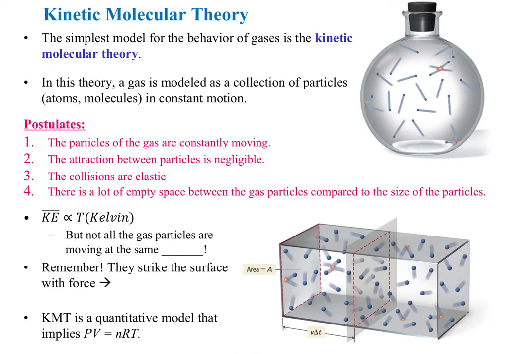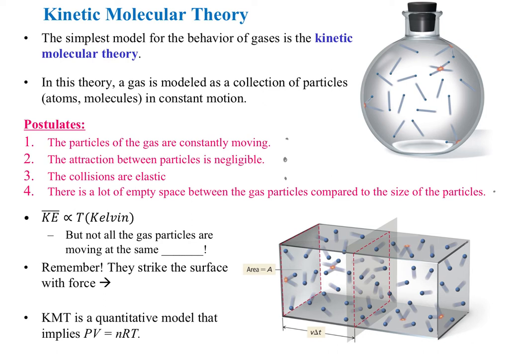We've touched on this a bit, but the most simple model that helps us to describe the behavior of gases is kinetic molecular theory, or KMT. In this theory, we are basically assuming that gases are just a collection of particles that are in constant motion. They are moving all the time. They do not see or feel each other. They are colliding elastically, and there are a lot of empty spaces between the particles.